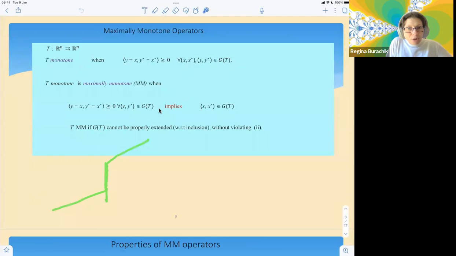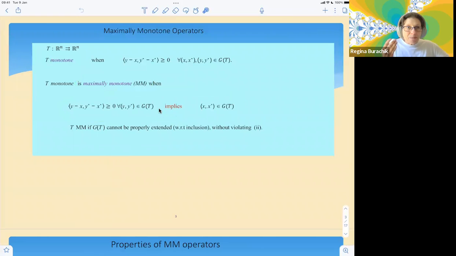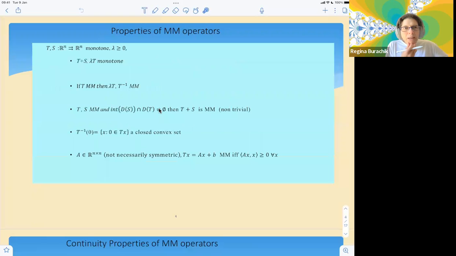destroy the monotonicity. So the idea is how far can you go adding guys into this graph without destroying this monotonicity property? So you will get a very big graph, and that graph will be the graph of a maximally monotone operator. And that's the reason for which this is called maximally monotone, because it's maximal with respect to the monotonicity property. So these operators are very important. Besides being models for fundamental problems in variational analysis, they also have very nice properties. You can operate them in a nice way.